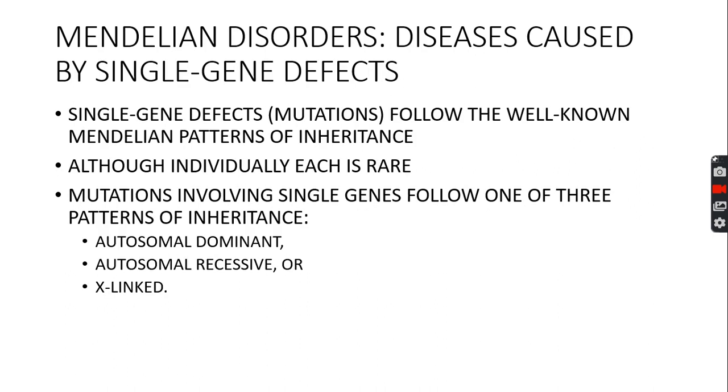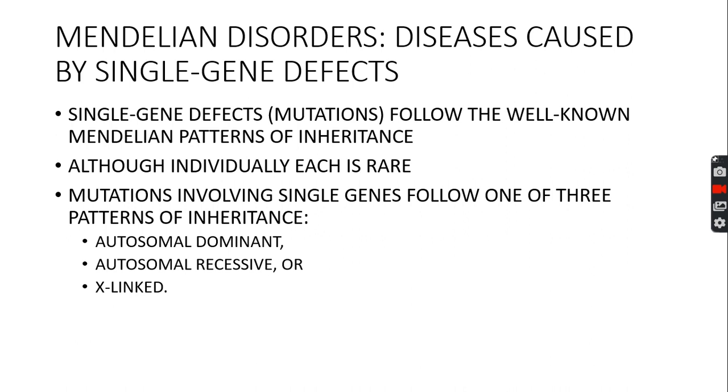So very important to understand also, apart from the point mutations, we also have to look into Mendelian disorders. So these are diseases which are caused by single gene defects. So in this case, you won't necessarily look at an individual base, but you look at the gene, or the allele, which codes for a particular trait. So when you have this abnormality in these genes, this eventually results in a defect in a trait. So single gene defects follow the well-known Mendelian pattern of inheritance. Although individually each is rare, because of the nature of this inheritance, the mutations involving single genes follow one of three patterns of inheritance.